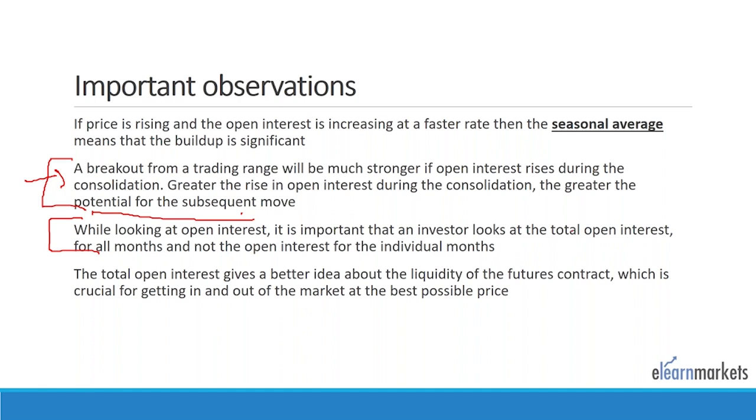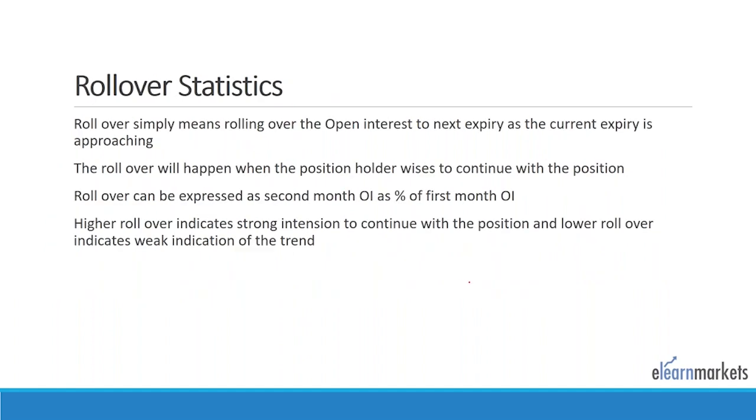While looking at the open interest, it is important that an individual investor look at the total open interest. Please do not look at only current month open interest, because when the open interest is getting rolled over to the next month, typically you will see a fall in open interest. So whenever we look at the open interest, we combine all the expiries. That reduces the rollover effect of open interest on a specific month. The total open interest gives a better idea about the liquidity of the futures contract, which is crucial for getting in and out of the market at the best possible price.